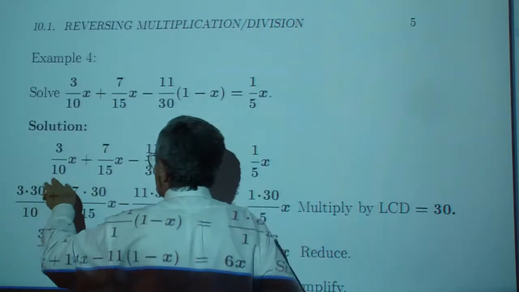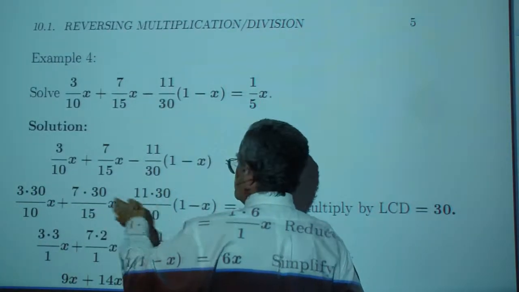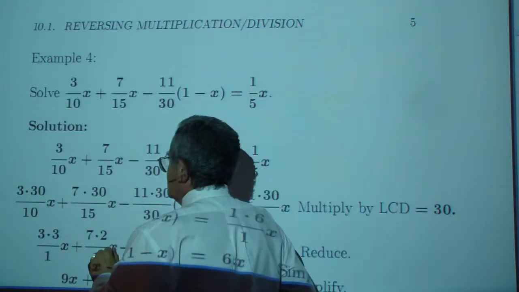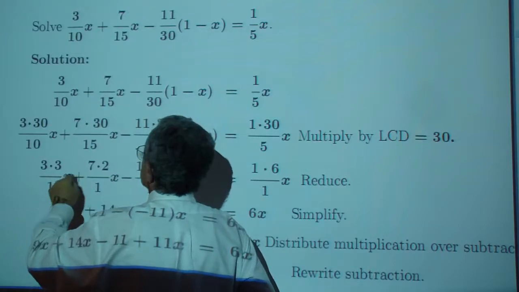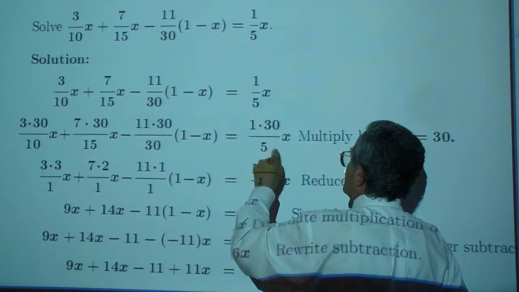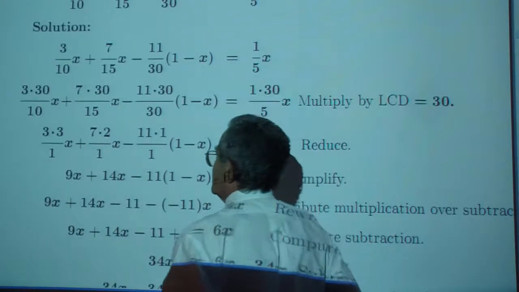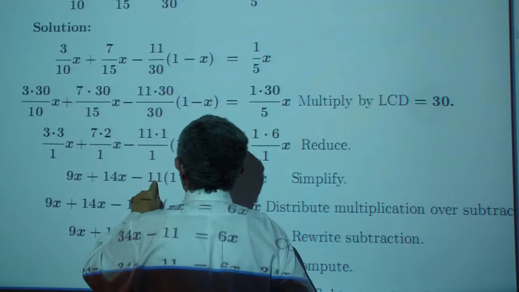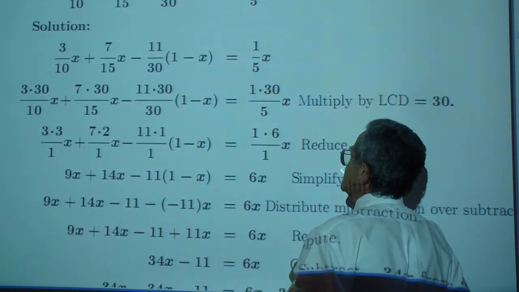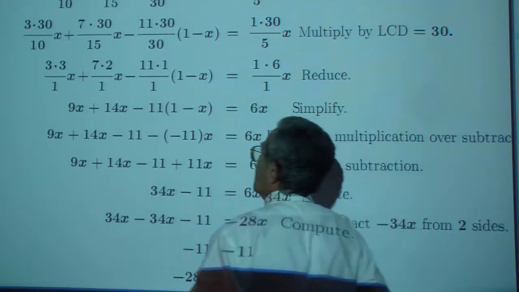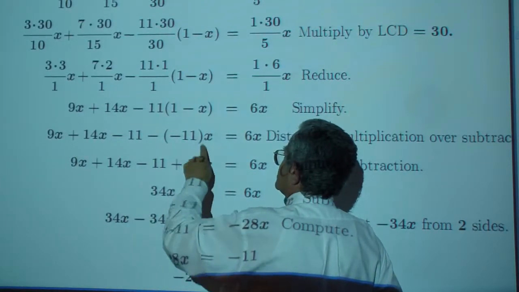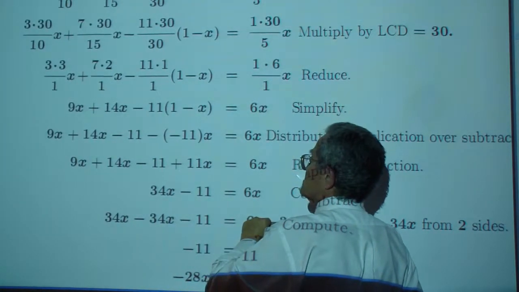30. Multiply the entire left by 30. Distribute. Multiply the entire right by 30. You get 30/10, which is 3. 30/15, which is 2. 30/30 is 1. 30/5 is 6. That gives you 9x + 14x - 11, which you distribute over the (1 - x), = 6x. Or you have 9x + 14x - 11 + 11x = 6x.